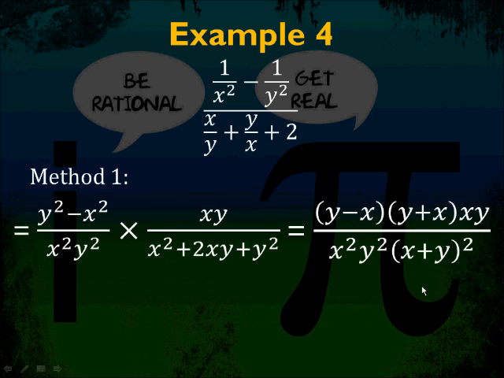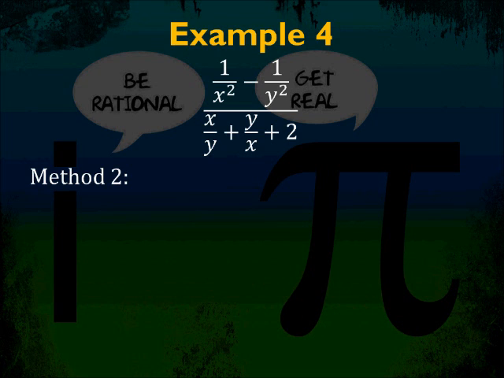Now all you have to do is cancel stuff out. One of the y plus x's cancels out one of the x plus y's here, because once again, addition, you can switch the order, it's commutative. And one of the x's cancels out one of the x's here, one of the y's cancels out one of the y's there. So you're left with (y minus x) all over xy times (x plus y). So in method 1, simplify each fraction on the top and bottom by combining them using the least common denominator, and then divide.